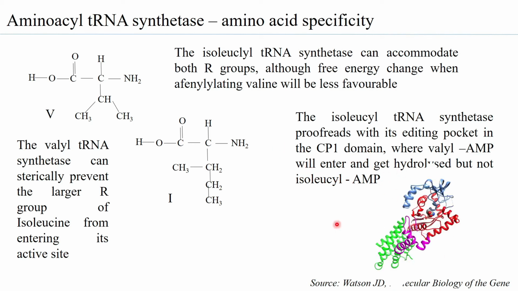If you look at the structure again, you will find that this catalytic domain is close to the CP1 domain. This CP1 domain forms the editing pocket where the adenylated valine can enter and get hydrolyzed, but isoleucine cannot enter. So that is how the editing pocket of many amino acid tRNA synthetases is able to ensure that it is activating the correct amino acid. So it is ensuring the first step is correct.